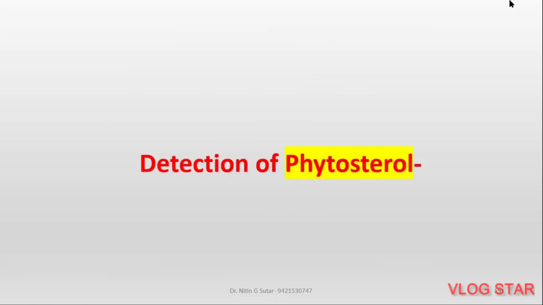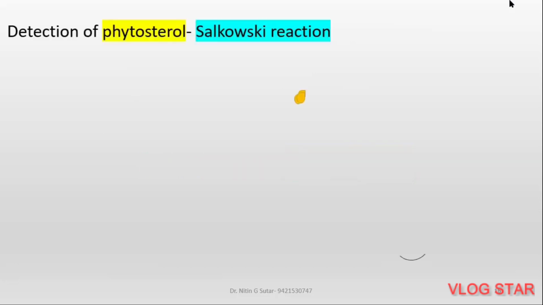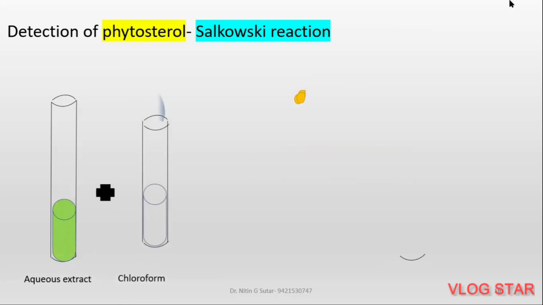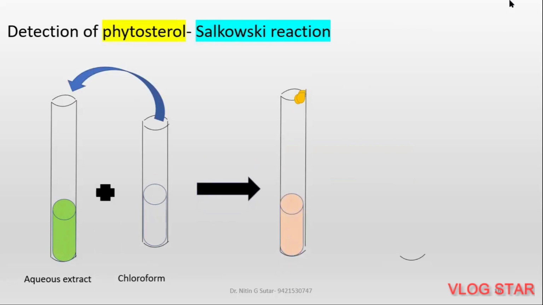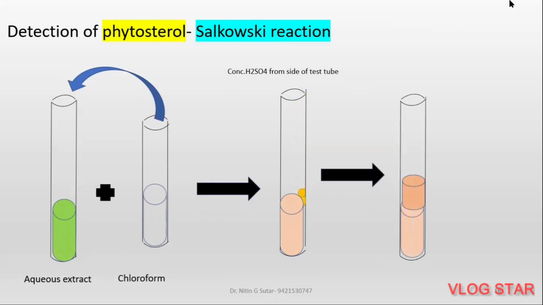Now the next one is the test for sterols, phytosterols. Phyto means in the plant, so the sterols are present. Salkowski reaction is for that one. For that one, you are going to take aqueous extract. To that aqueous extract, you are going to add chloroform and shake it. Then to that one, you are going to add concentrated sulfuric acid from the side of the test tube. A brown color ring is observed that indicates the sterols are present.